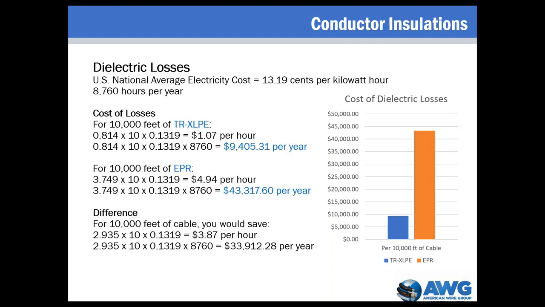If we consider a 10,000 foot long length of the same cable operating all year, based on the U.S. national average electricity cost, the cost of the lost electricity for TRXLPE would be about $9,400 per year. For the same situation, but with EPR, the cost of the lost electricity would be about $43,300 per year. That is a difference of about $33,900 per year.